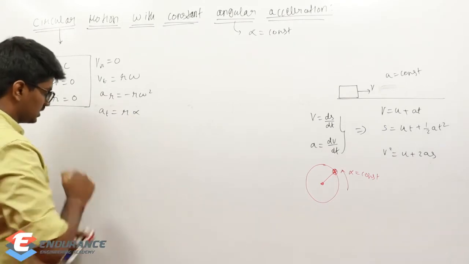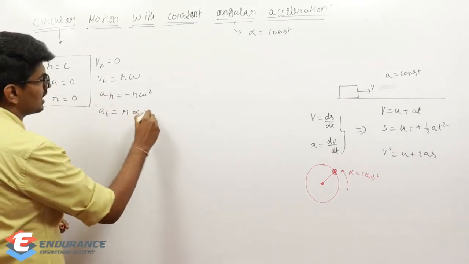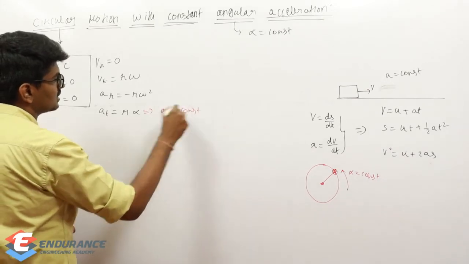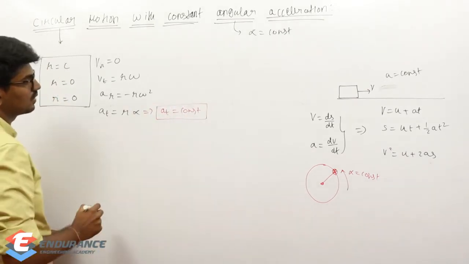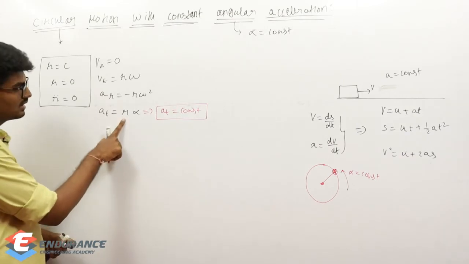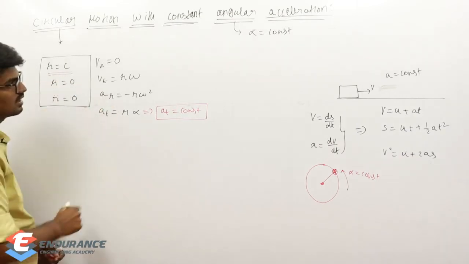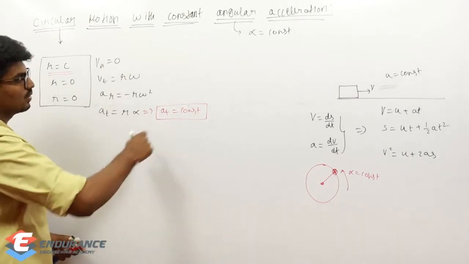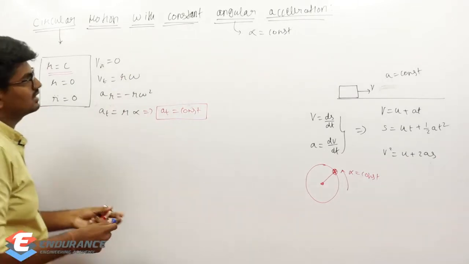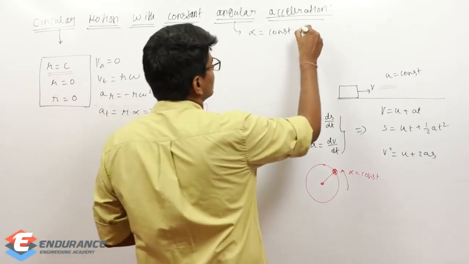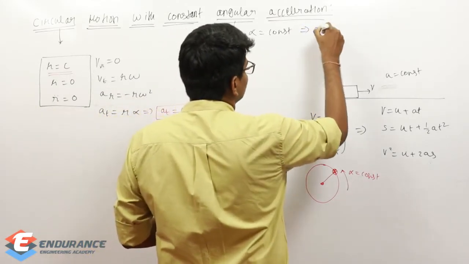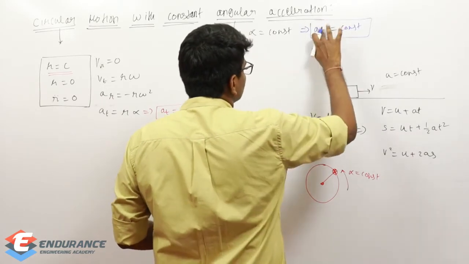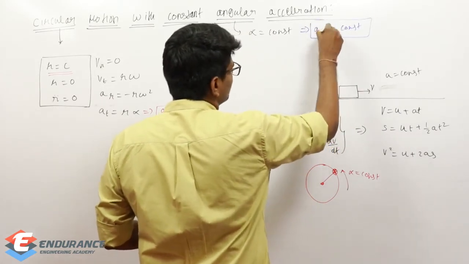Now because of this condition, alpha is equal to constant, that is, angular acceleration is constant. If I make alpha constant here, what will happen? The tangential acceleration a_t will also be constant. Why? Because already r is constant, and alpha is also constant for this case. So since angular acceleration is constant, tangential acceleration will be constant. Now hereafter the problem is very simple.